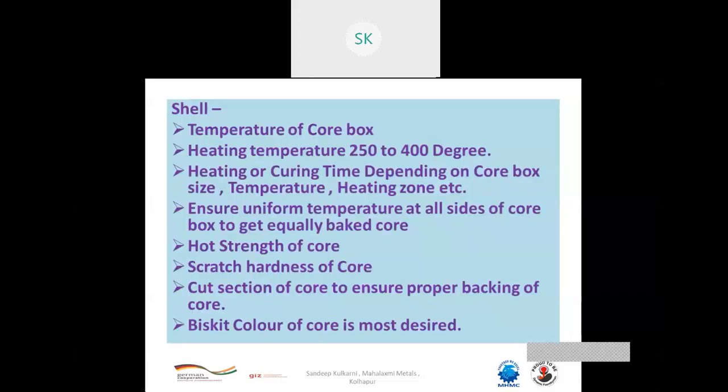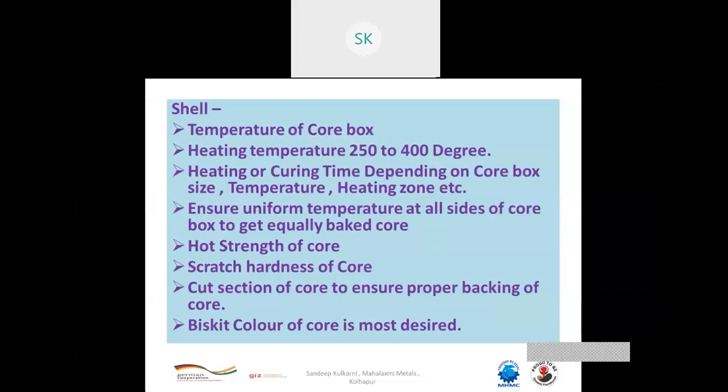In shell, the temperature of the core box is important because it is a hot process. At what temperature your core box is, is important. Heating temperature normally is 250 to 400 degrees. Heating or curing time is also important; it depends on the core box size, temperature and heating zone. Ensure uniform heating temperature on all sides of the cores to get equally baked cores.